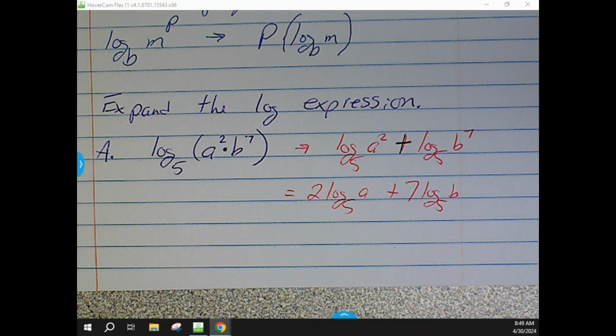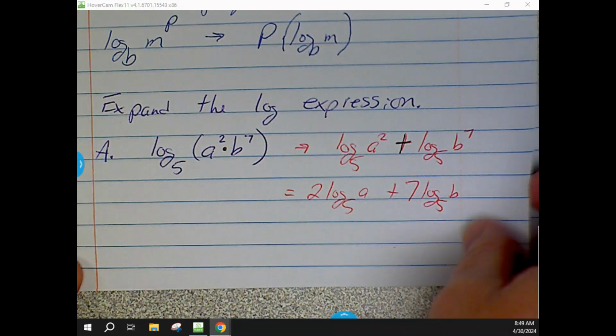Okay, everybody okay with that one? All right, let me give you one more expansion, and then we'll go back to condensing, because I think most of the time, condensing is the one where you're going to do a little bit more than expanding when we're solving equations, which is where we're getting ready to go pretty soon.